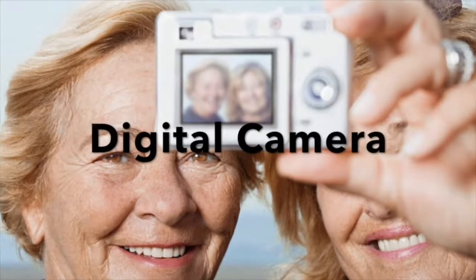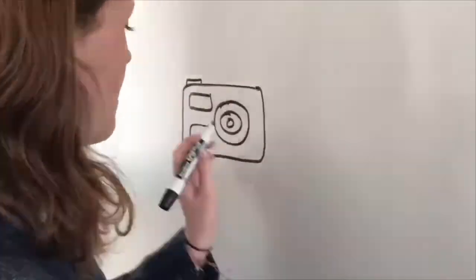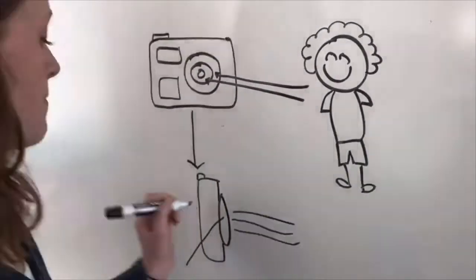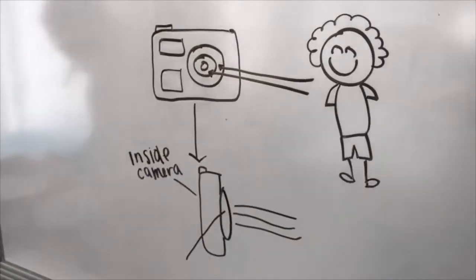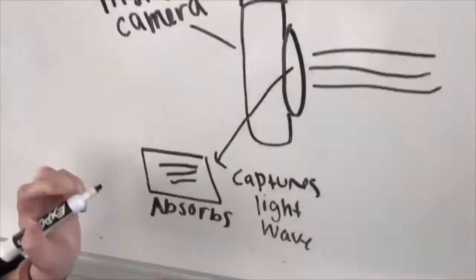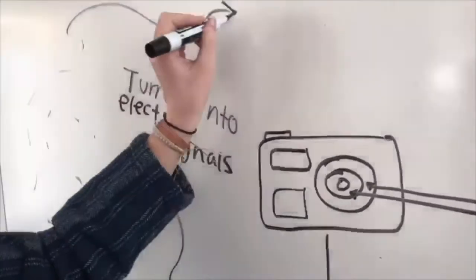The next camera we did was the digital camera. When a digital picture is taken, the light streams through the lens. This is known as transmission. Then, the camera uses a piece of electronic equipment that captures the incoming light waves. This is where absorption comes in. From there, the light is turned into electrical signals.